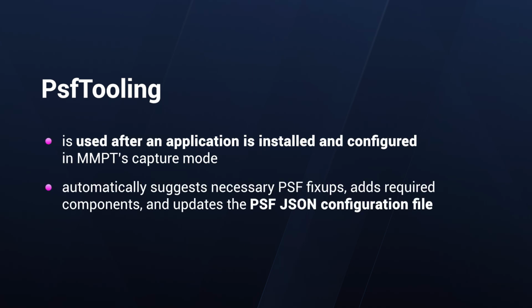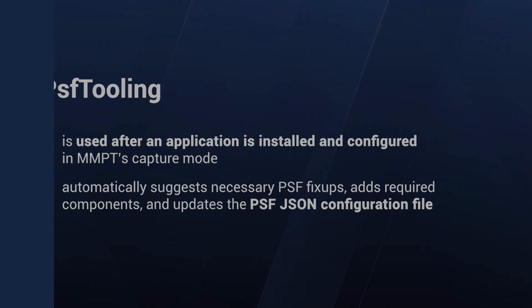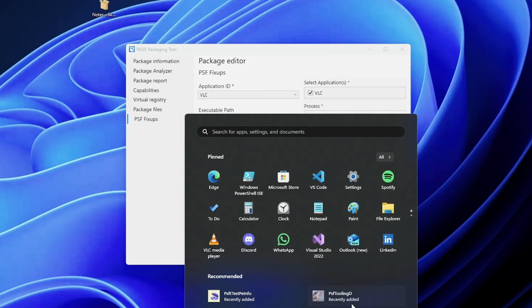So PSF tooling is used during the capture mode of the MSIX packaging tool. So when we do a create new package wizard, after the target application has been installed and configured, you can open up the PSF tooling and this will make recommendations for PSF fixups as necessary components and configures the PSF JSON file. It also modifies install shortcuts and file associations to ensure compatibility with MSIX features. I'm just going to open it here.